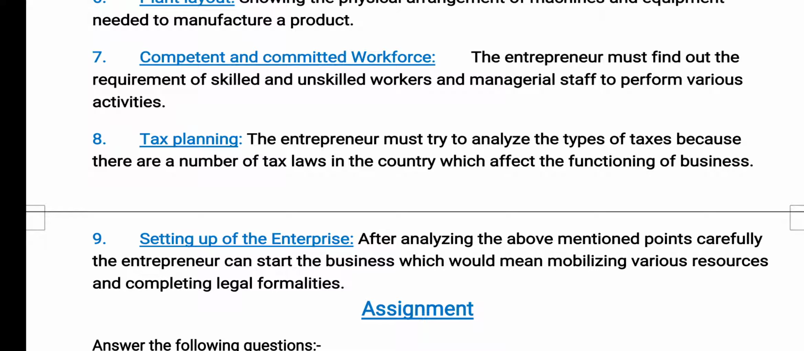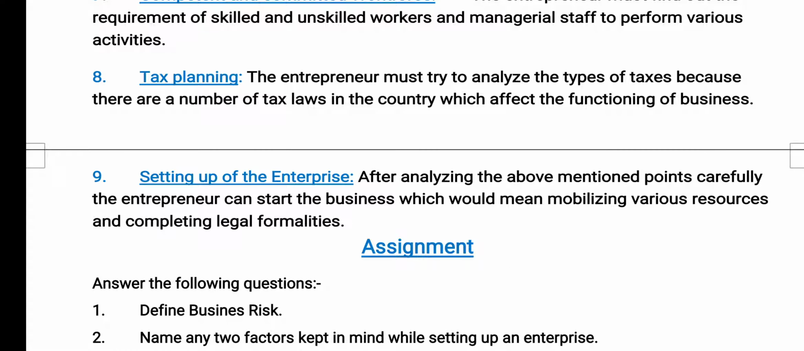The last one, setting up of the enterprise. After analyzing all the above mentioned points carefully, the entrepreneur can start the business, which means mobilizing various resources and completing legal formalities. So in this, you have to do all the legal formalities for registering your company in the registrar of companies office, then you can start up your business.